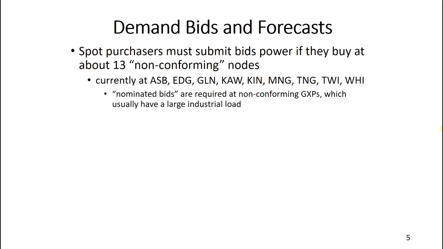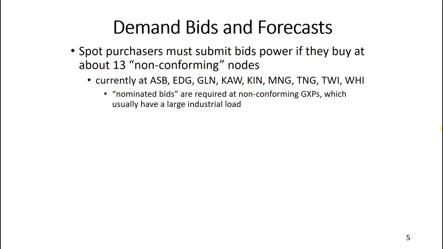Now, after talking about generator offers, we need to cover off demand bids and also the issue of where forecasts are used. Certain spot purchasers must submit bids for power if they buy at what are known as non-conforming nodes. These are nodes which are deemed by Transpower to be difficult to forecast ahead of time effectively in terms of their demand. Typically these are nodes with large industrials at them, so Edgecumbe, Glenbrook for New Zealand Steel, Kawerau, Norske Skog, Kinleith, Carter Holt Harvey, and so on and so on.